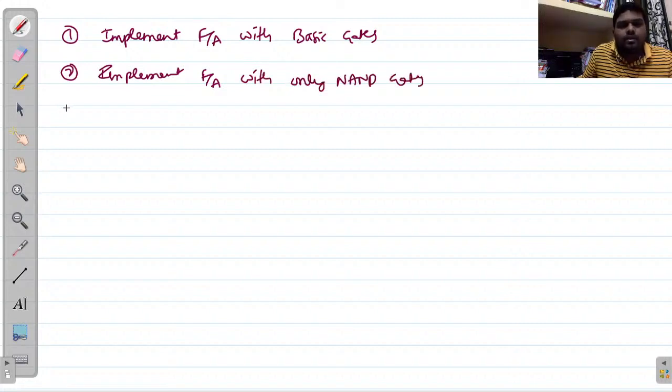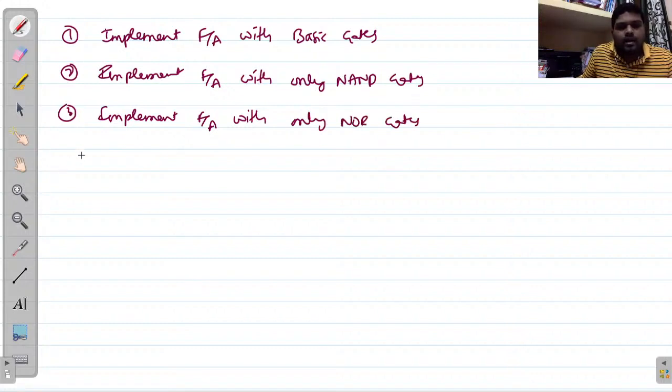Okay, and the third one, implement full adder with only NOR gates. Okay, and fourth one, implement full adder with half adders. Okay, implement full adder with half adders.